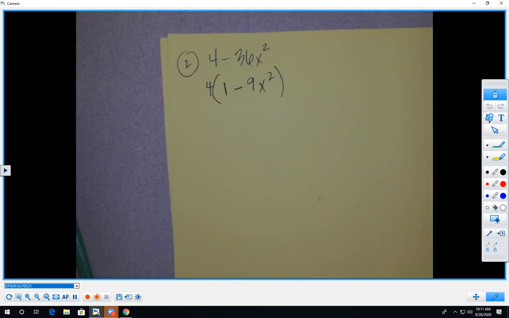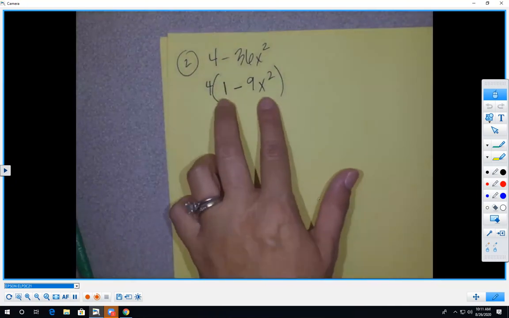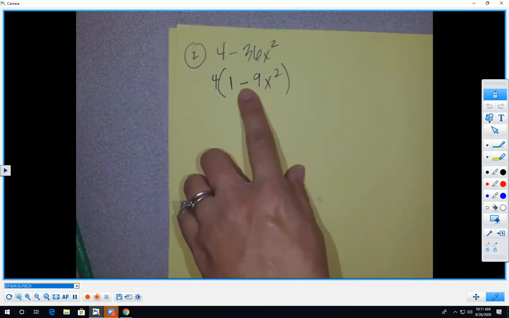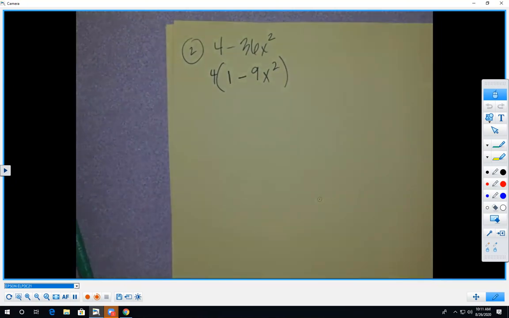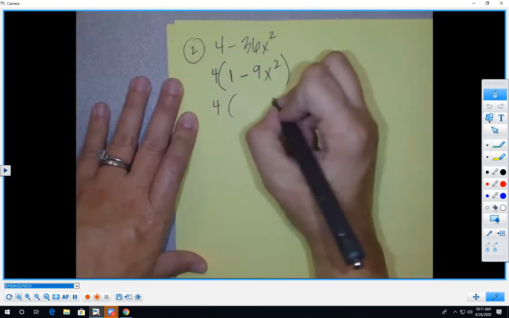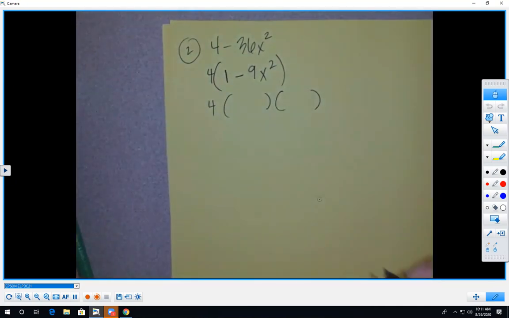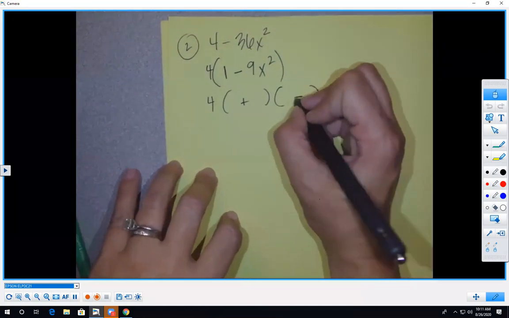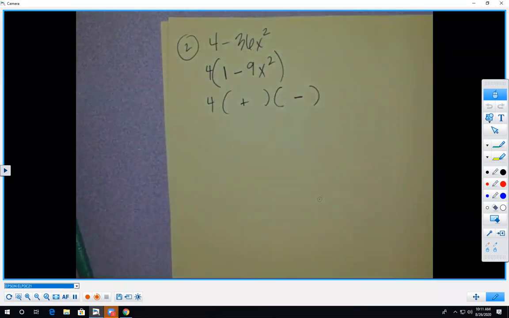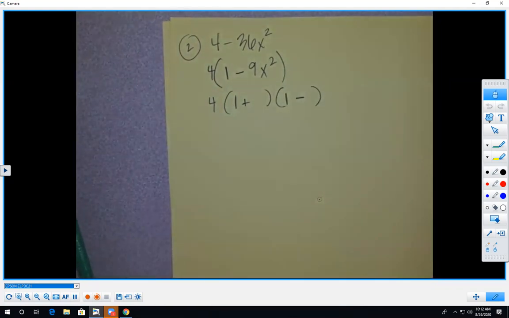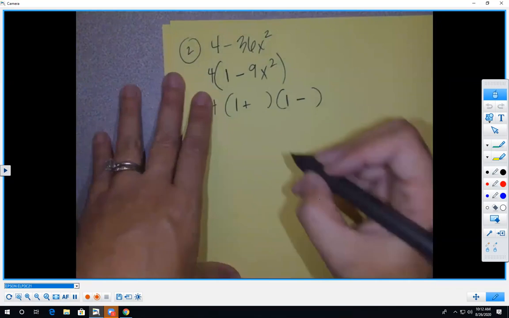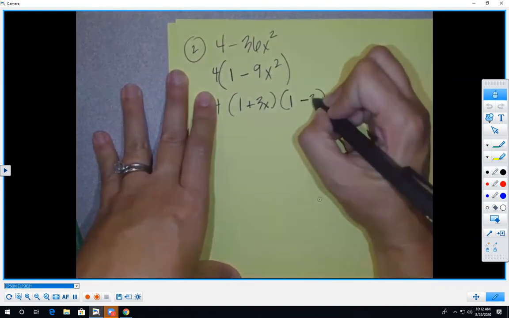So now that's the difference of 2 squares, right? Because it's 2 terms. It has a subtraction sign in the middle, and those are both perfect squares. So I'm going to use the difference of 2 squares. You put the 4 in front. 2 sets of parentheses. One of them's a plus sign, the other one's a minus sign, and take the square root of everything. What's the square root of 1? 1. So I'm going to put a 1 at the beginning of both of them. What's the square root of 9x squared? 3x. And so I'm going to put a 3x at the end of both of them.